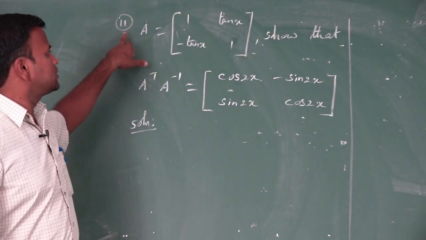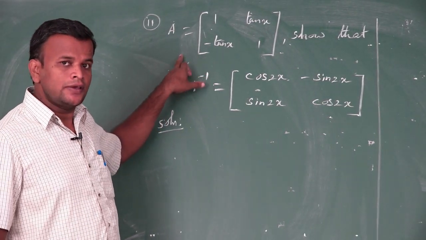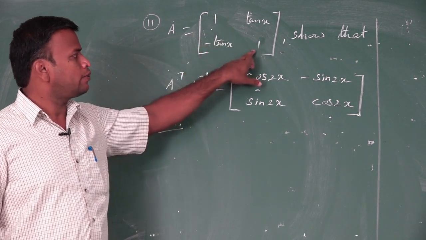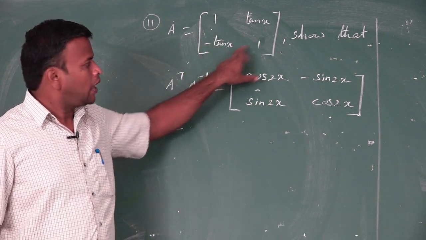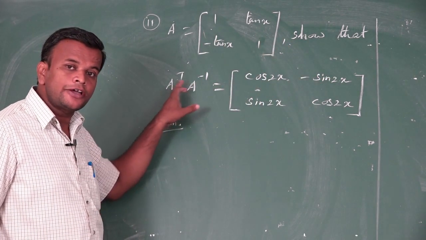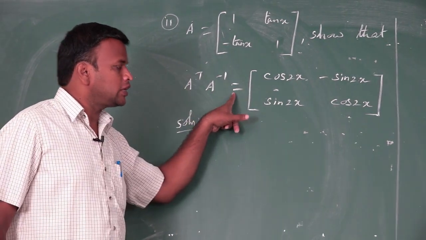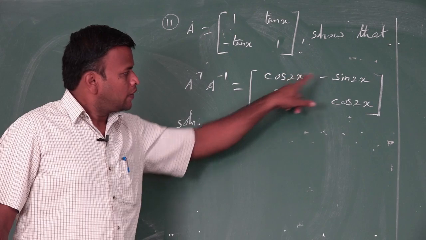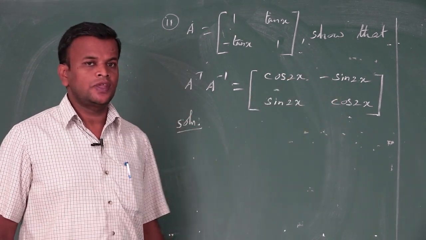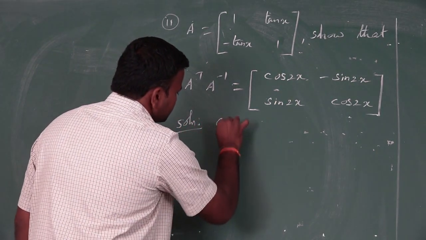In our exercise, the 11th one, a 2 by 2 matrix is given. The name of the matrix is A, whose values are 1, tan x, minus tan x and 1. Our question is to show that the product of A transpose into A inverse is equal to cos 2x, minus sin 2x, sin 2x and cos 2x. So first of all, we will take the given matrix.